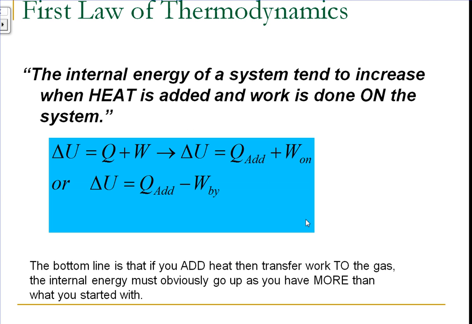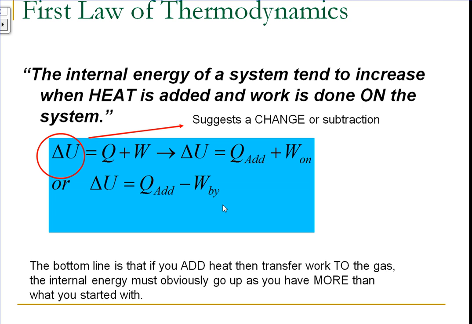So let's look at the first law of thermodynamics. The first law states that the internal energy of a system, delta U, tends to increase when heat is added and work is done on a system. Similarly, it is equal to the heat added minus the work done by. So you have to be very careful in these problems to figure out whether the work is being done on the system or work is being done by the system. So this delta always tells you that there is some change. While this tells us we're really adding negatives here when we do work done by a system.